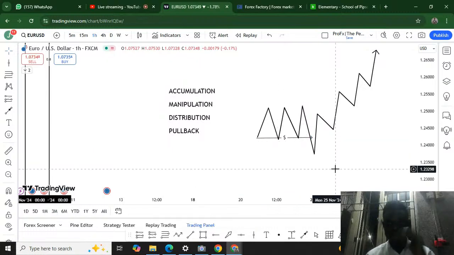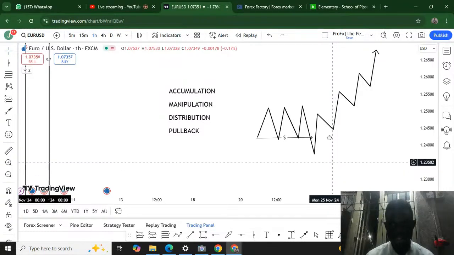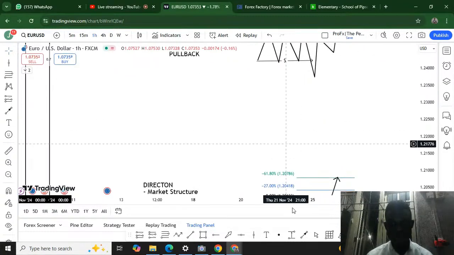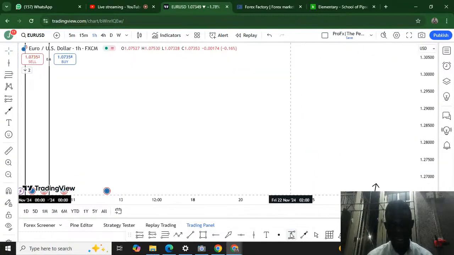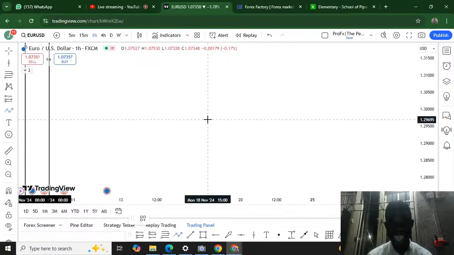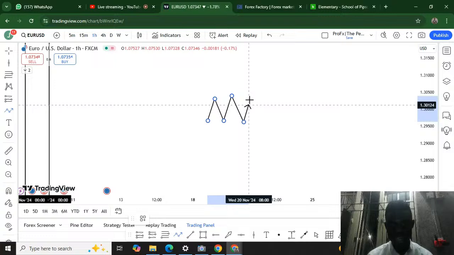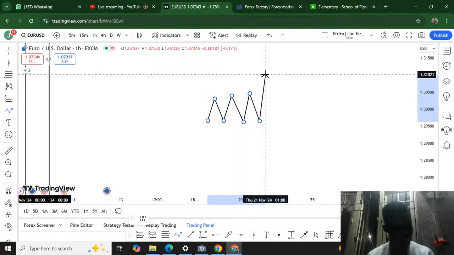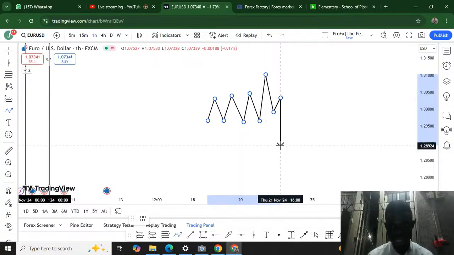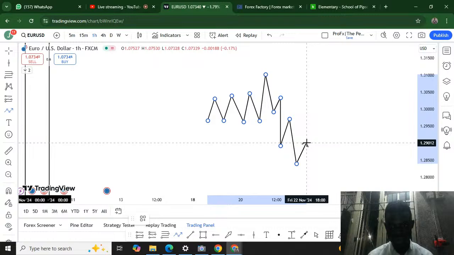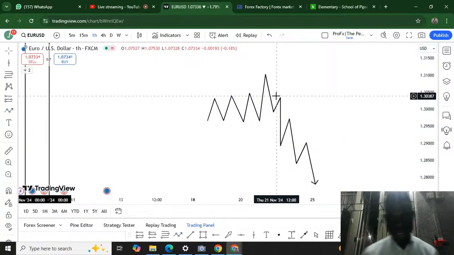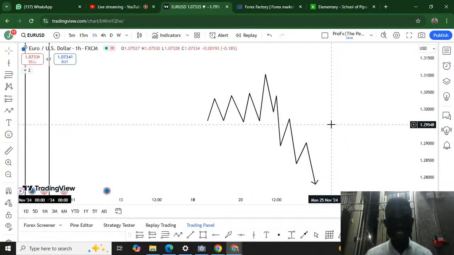That's for the buy distribution. On the other side, if price wants to distribute to the downside, that means if price wants to sell, what it does is it accumulates and manipulates to the upside and distributes towards the downside. This is what market does, and it's a pattern that always repeats itself.